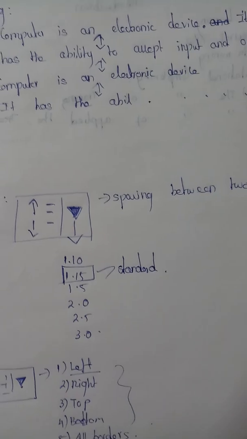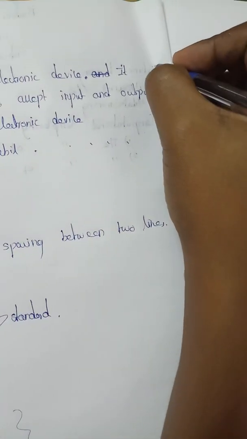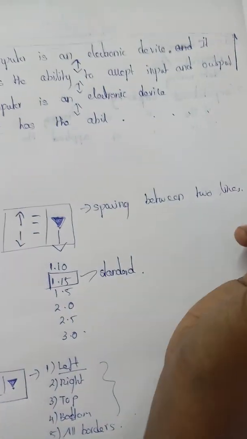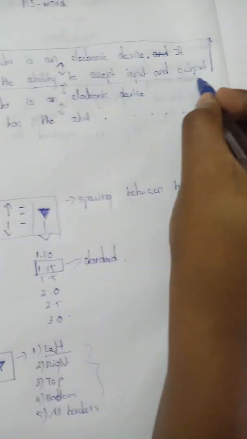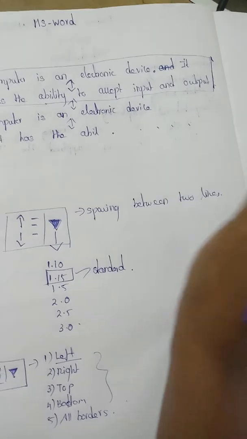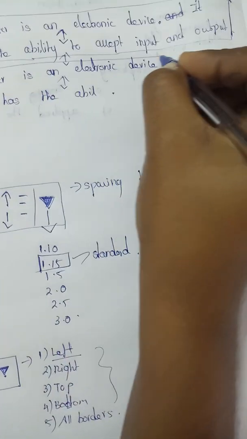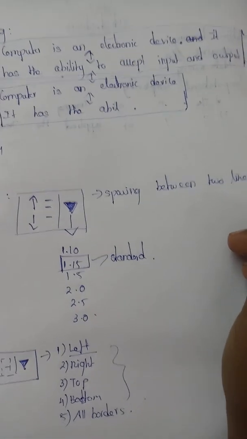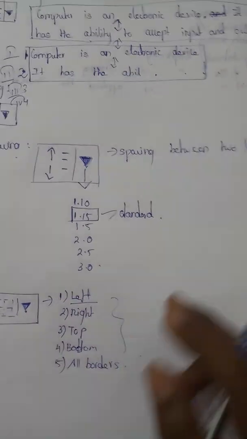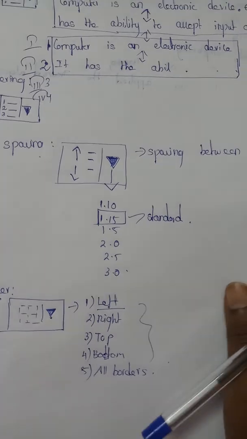If I click the right border, then the border will apply on the right side only. If I give the top, the border will come only to the top. If I give the bottom, the border will apply only to the bottom. If I give all borders, then all the sides will get the border. These are the uses of left, right, top, bottom, and all borders.